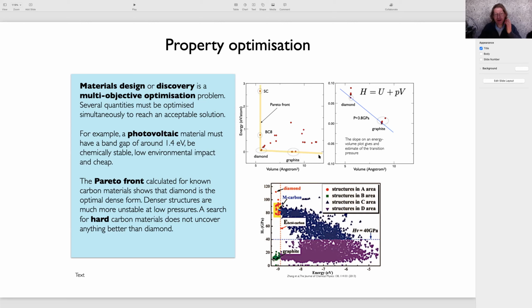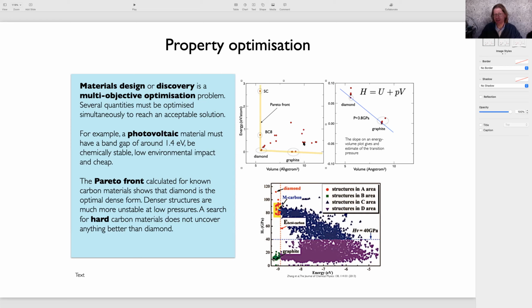Now, the idea behind the Pareto front is that these points here along the yellow line are on the Pareto front, whereas these points here, they're not on the Pareto front, and they're known as dominated by the Pareto front. So each of these points here is dominated by the Pareto front, in that you can find something that is better either in terms of energy or volume than this point here without making any compromise. So there's just no point considering any of these structures.